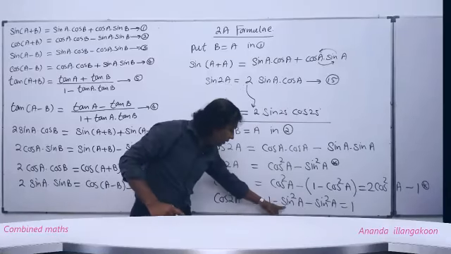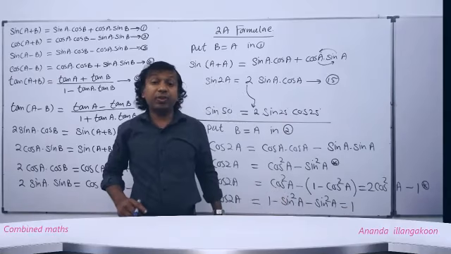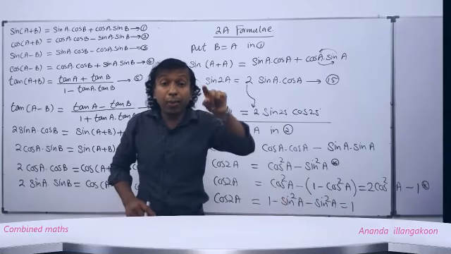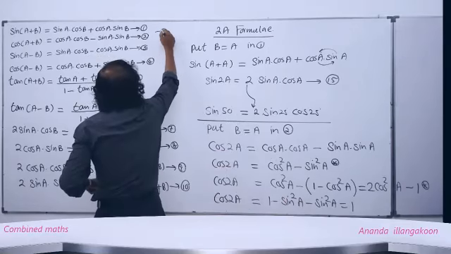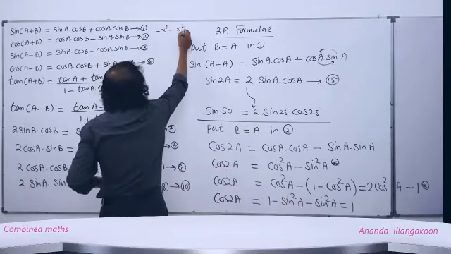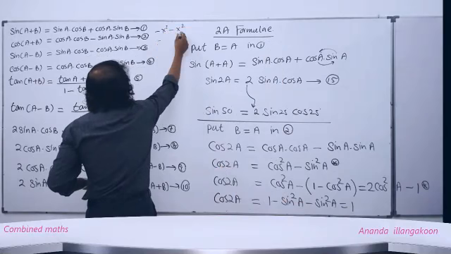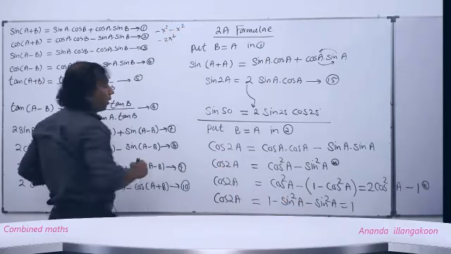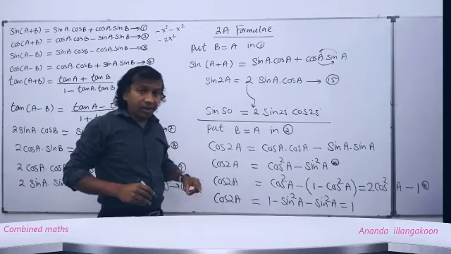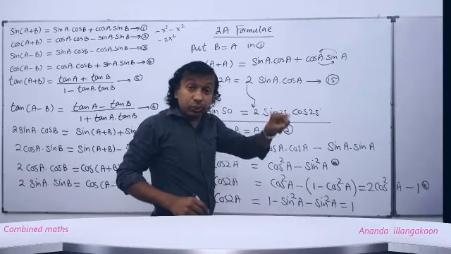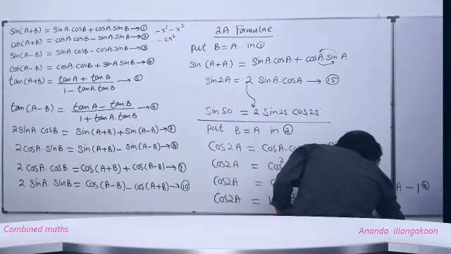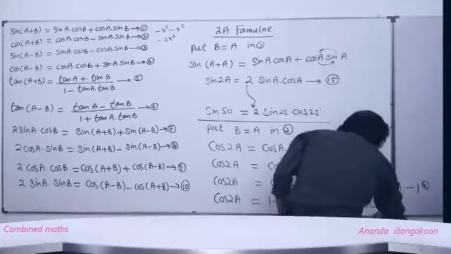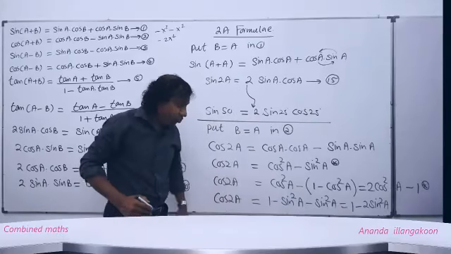People, minus sine squared A minus sine squared A. What, people? It's like minus x squared minus x squared. What is minus x squared minus x squared? Minus 2x squared. Like that, 1 minus sine squared A minus sine squared A, 1 minus 2 sine squared A. This is the third form for this cos 2A formula.